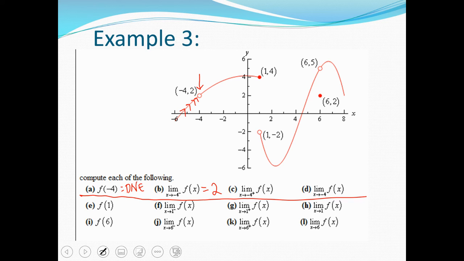So the limit is different than where the function equals a number. So the function does not equal anything at negative 4. There's a hole there, but the limit does exist. So from the right, it is also approaching 2. Remember what I said earlier: if the left-handed limit and the right-handed limit both equal the same number, then the limit itself exists and it's also 2.